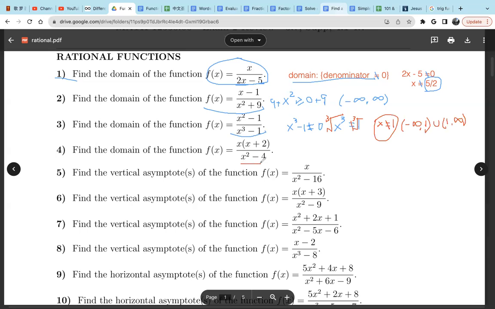Let's say 4. x squared minus 4. Difference of two squares. Right? Difference of two squares. So we can write it as x minus 2 times x plus 2.